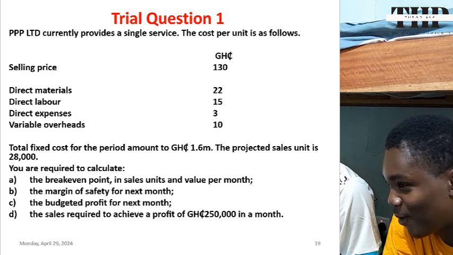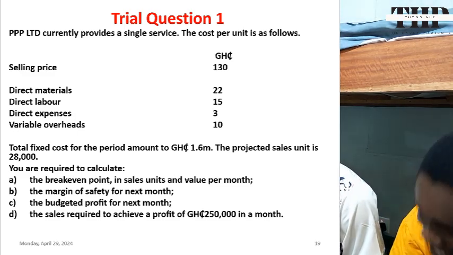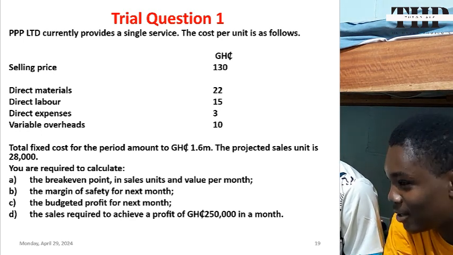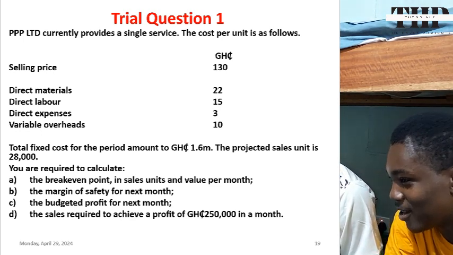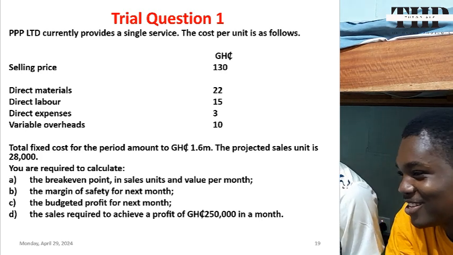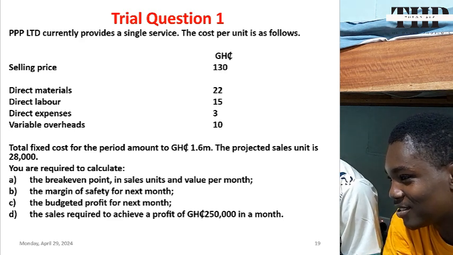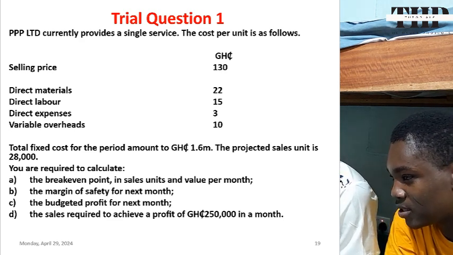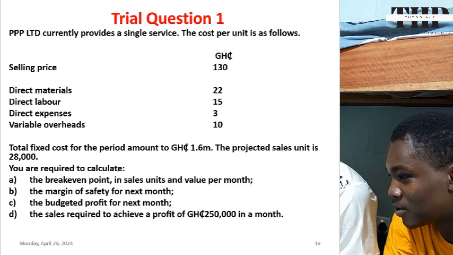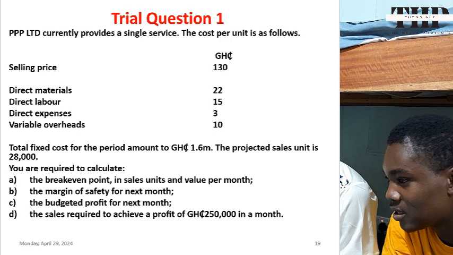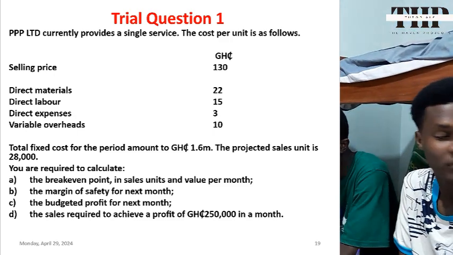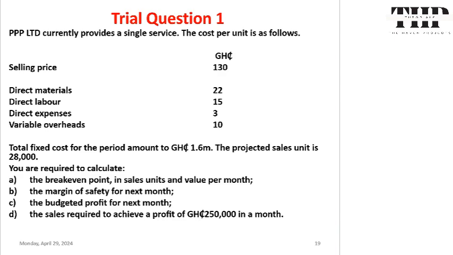You are required to calculate: A, the break-even point in sales unit and value per month. B, the margin of safety for next month. C, the budgeted profit for next month. And D, the sales required to achieve a profit of 250,000 Ghana cedis in a month. Yeah, so thank you very much, Frank.